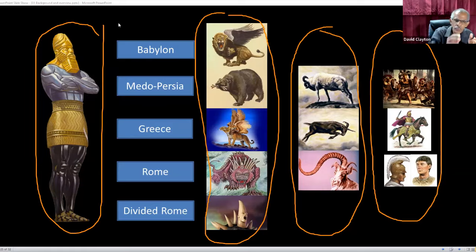The first prophecy is talking about the history of the world from the point of view of the physical, or the material, or the geographic world.